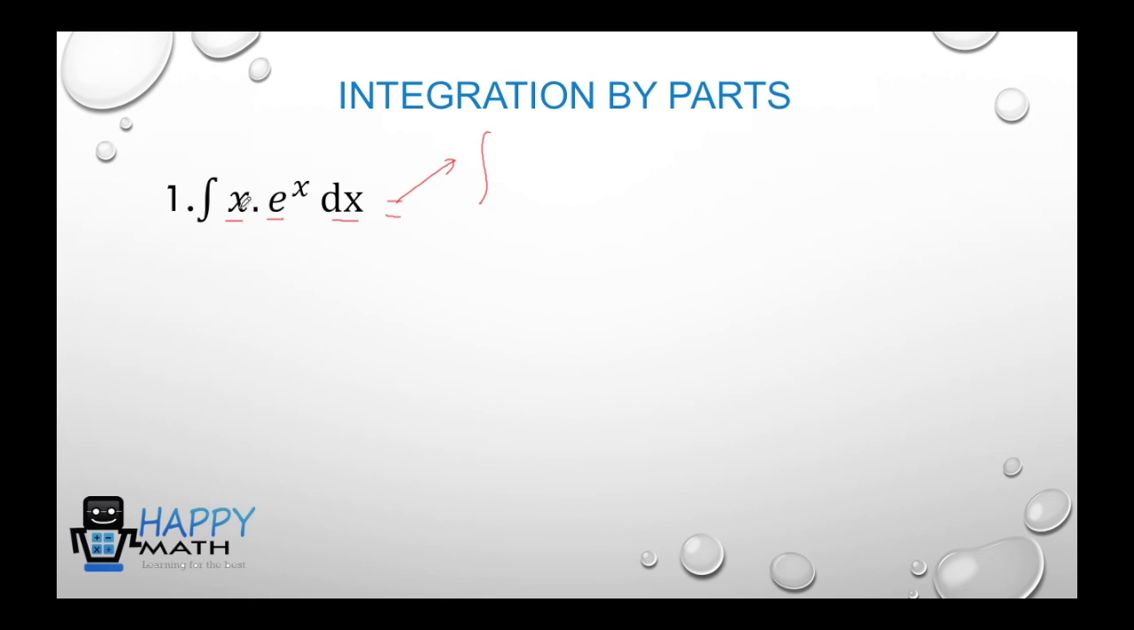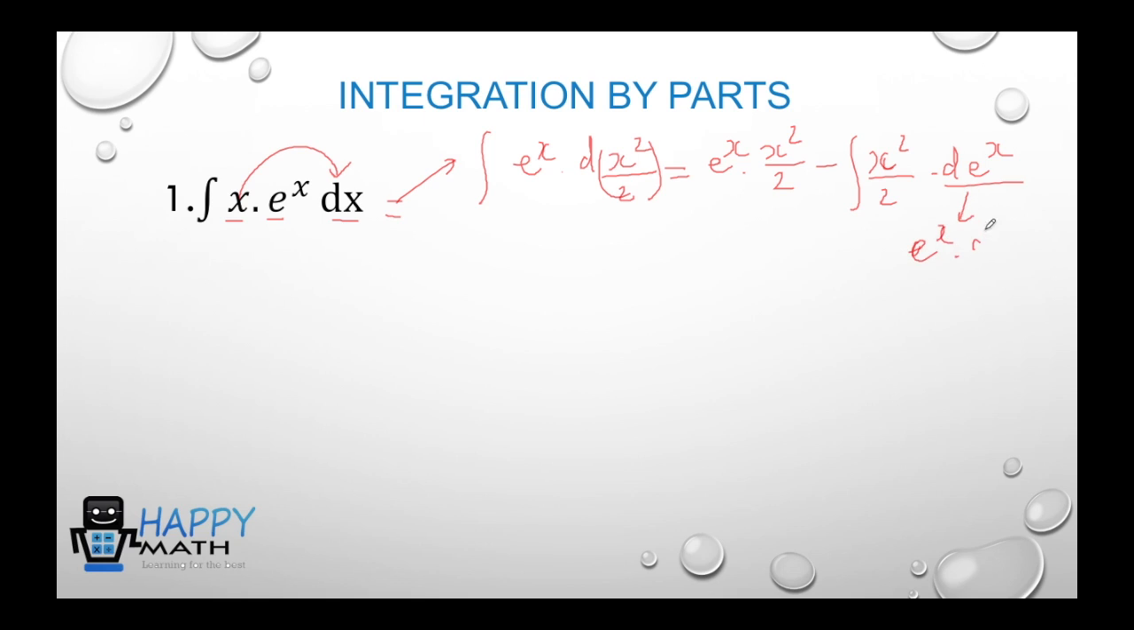First of all, I want to change the position of x to the inside of the dx, and you will get d of x squared divided by 2. From this, you take the two main functions times together. It means e power 2x times x squared divided by 2, minus the integration. You change the position of the two main functions in this one. It means x squared divided by 2 times d of e power 2x.